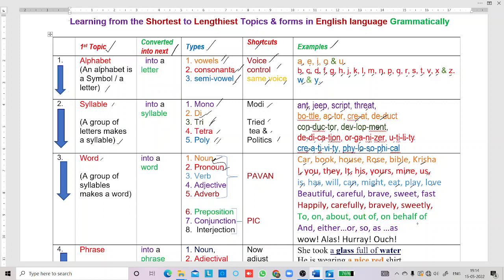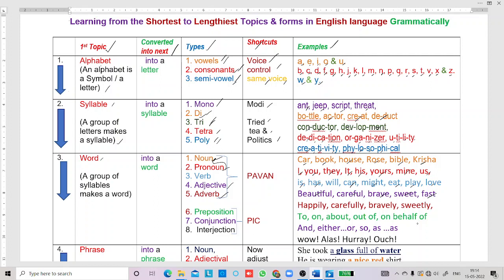Next one is called adjective. What is an adjective? An adjective is a word which is used to describe or add an extra meaning to a noun or modifies a pronoun. So the examples are beautiful, careful, brave, sweet, fast.